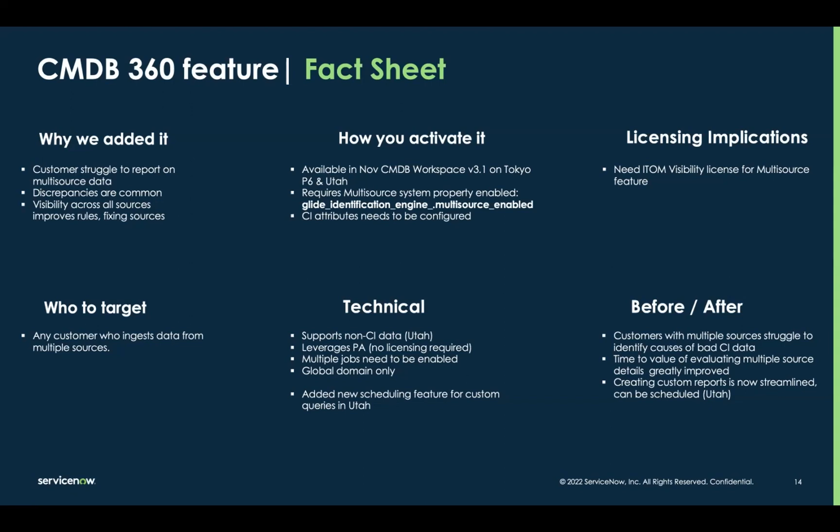The before picture really is that customers with multiple sources took a long time to view what's going on, troubleshoot issues, and find those gaps or compare data sources. This is now much easier. Time to value for implementing this multi-source data and sources is much faster, and troubleshooting those issues is much, much faster. Creating custom reports is also much more streamlined. Previously, that took a bit of knowledge of the underlying data structures in order to generate those reports. We've automated a lot of that work. So now with these three key types, it's much easier to create those custom reports.